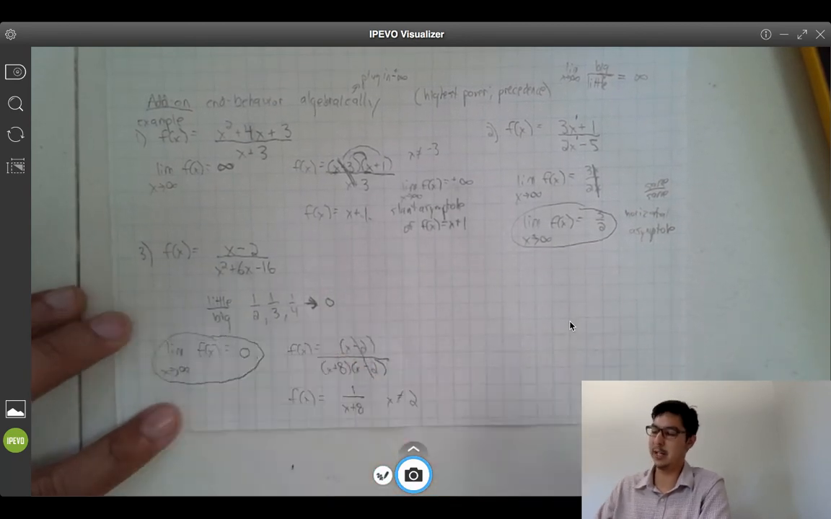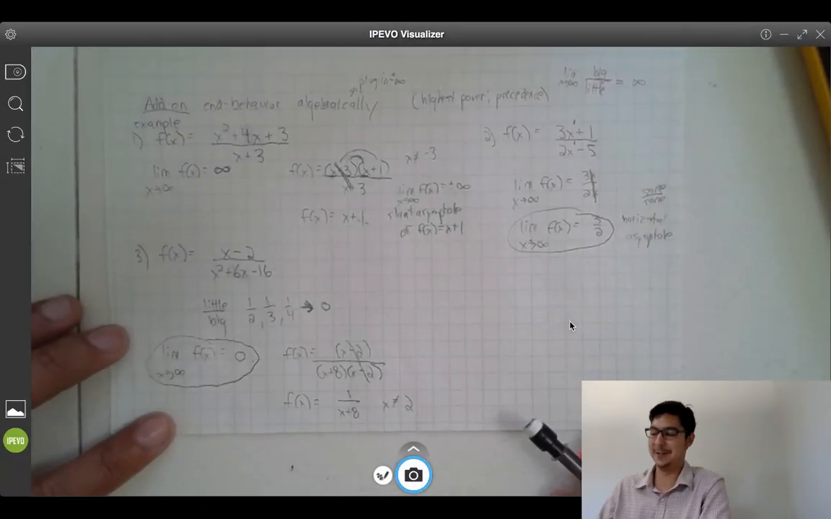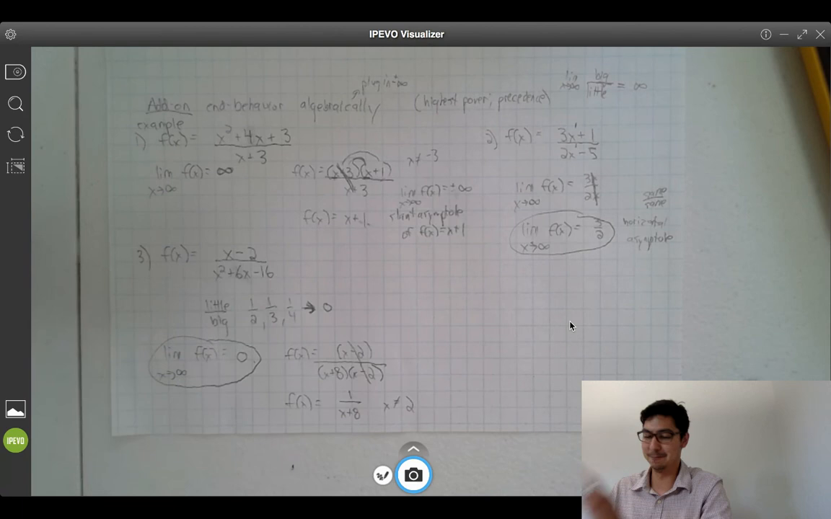So hopefully that helps you with the algebraic portion of end behaviors. As I look at this, it looks sloppy. Hope you followed it start to finish. And there you go.